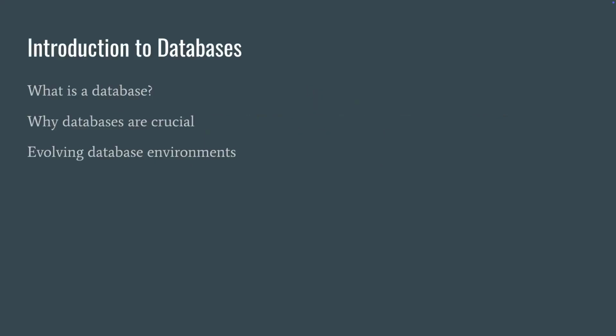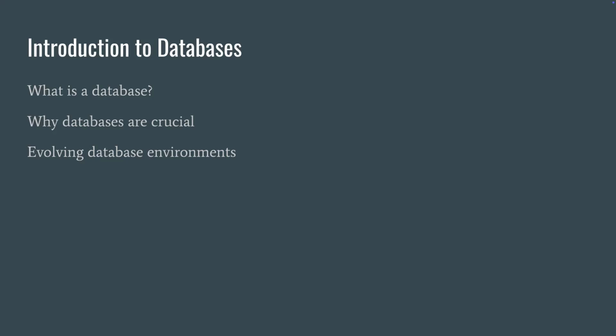Introduction to databases. Before looking into the differences, let's first clarify what a database is. A database is an organized collection of data that can be easily accessed, managed, and updated. Databases are crucial because almost every software application, website, or enterprise system relies on data storage and retrieval.